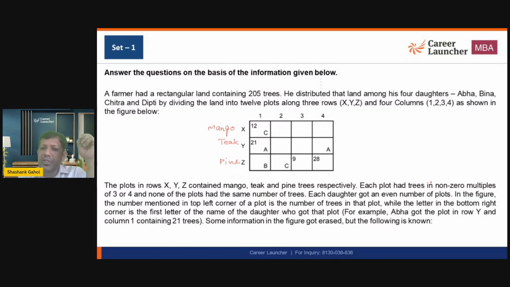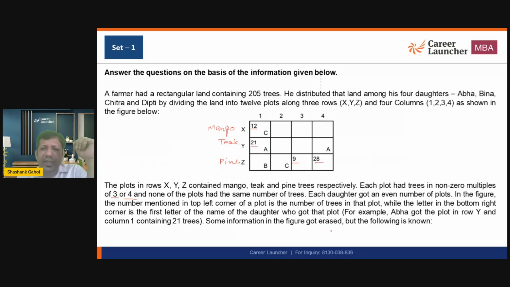Each plot had a non-zero multiple of 3 or 4, and none of the plots have the same number of trees. So every value should be distinct, as well as every number should be either a multiple of 3 or 4. If I look at 12, it is a multiple of both 3 and 4. If I look at 21, this is a multiple of 3. If I look at 9, this is a multiple of 3. If I look at 28, that is a multiple of 4. And the rest of the values are missing.